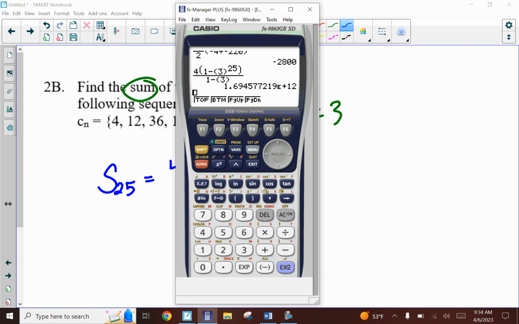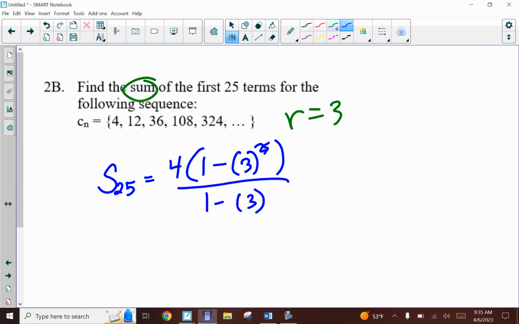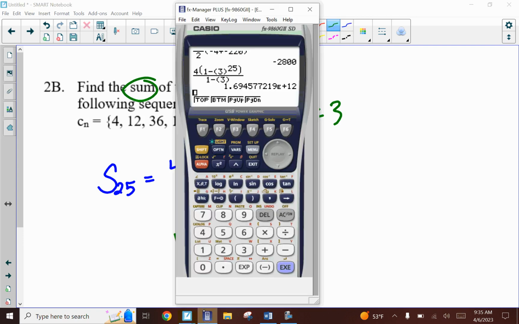So you'll notice that this problem has an e plus 12. That's basically scientific notation telling you to move the decimal 12 places. Now on this test, we're not going to have you move it. We're just going to use 3 decimal places and then put times 10 to the 12th power.